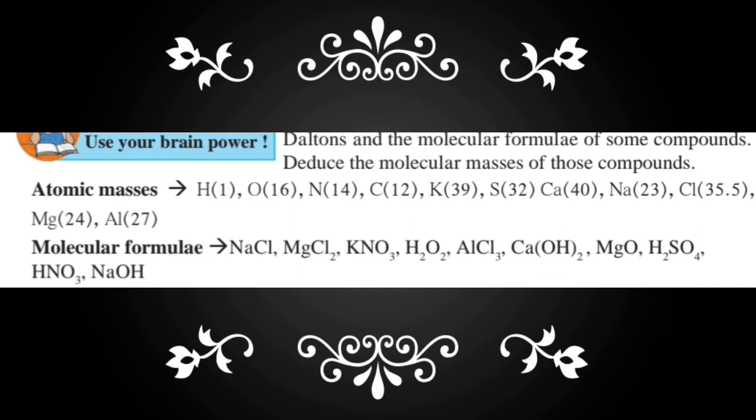Generally, basic radicals are formed by removal of electrons from the atoms of metals such as Na+ and Cu2+, but there are some exceptions such as NH4+. Similarly, acidic radicals are formed by adding electrons to the atoms of non-metals such as Cl- and S2-, but there are some exceptions like MnO4-.